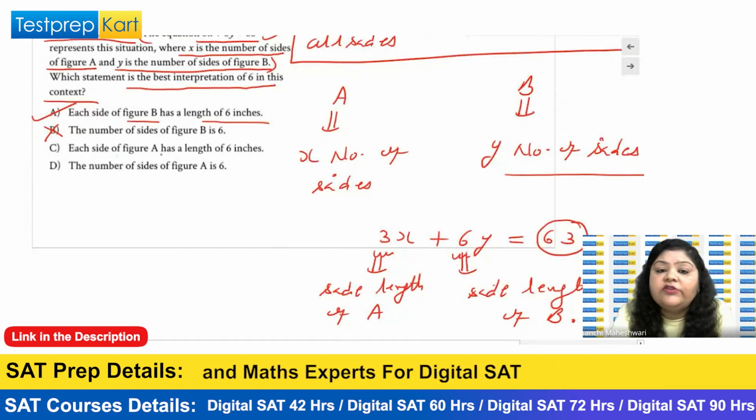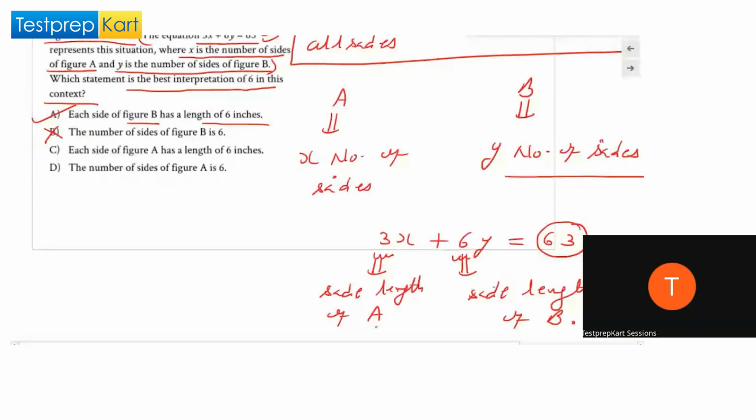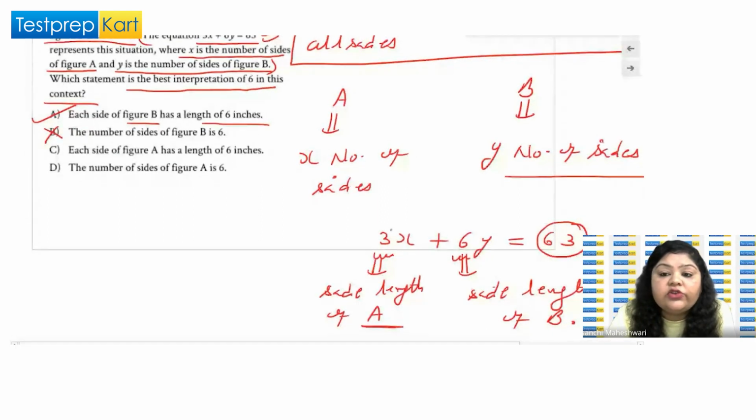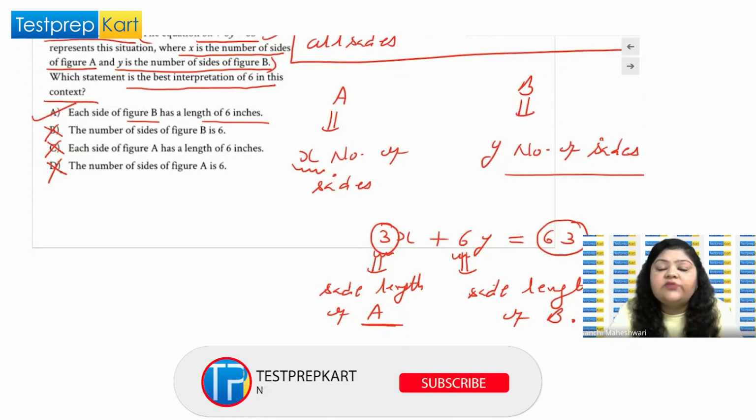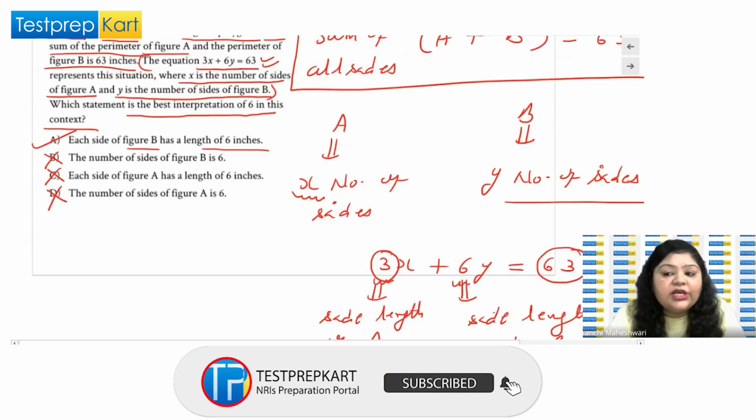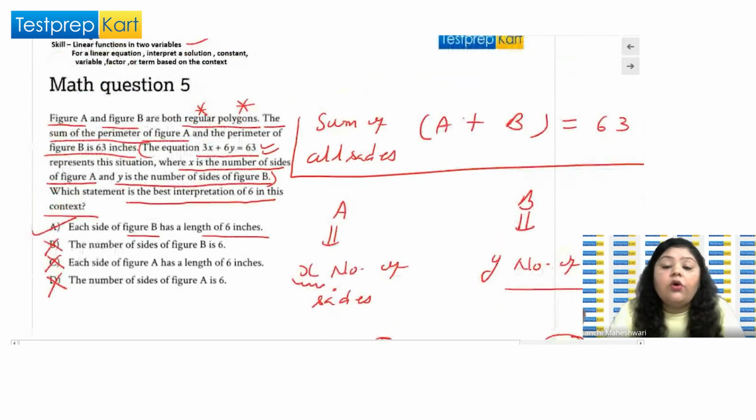Similarly, have a look at option C. Each side of figure A has a length of 6 inches. Each side of figure A has a length of 3 inches itself, so option C is also incorrect. Option D is saying the number of sides of figure A is 6. Is it? No. The number of sides in figure A is x only. That is why option D is also incorrect. Because options B, C, D do not satisfy the given criteria, option A is the correct one, by logic as well as by clear understanding. I hope that is clear.